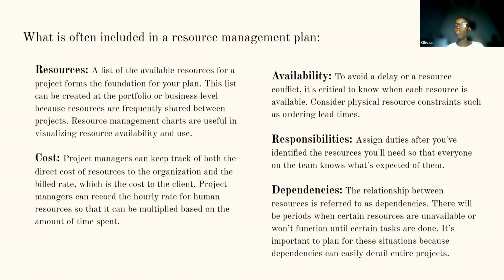To avoid delay or resource conflict, it's critical to know when each resource is available. Some of us have worked with persons that are handling more than one project at a time. So in that instance, project managers need to make sure that the persons they are assigning to their projects are available. If they are not available at a specific time, they can also communicate with the project manager that the resource is working with.